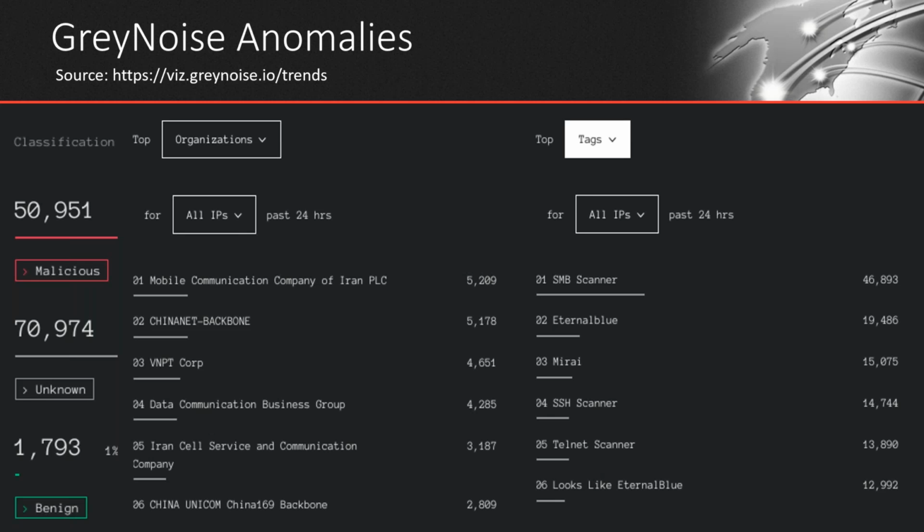Those top 3 are followed by Data Communications Business Group, Iran Cell Service and Communication Company, and China Unicom. SMB Scanner and EternalBlue remain at the top 2 detections as per previous reporting. However, Mirai rose to 3rd place, pushing the SSH scanner to 4th, followed by Telnet Scanner.